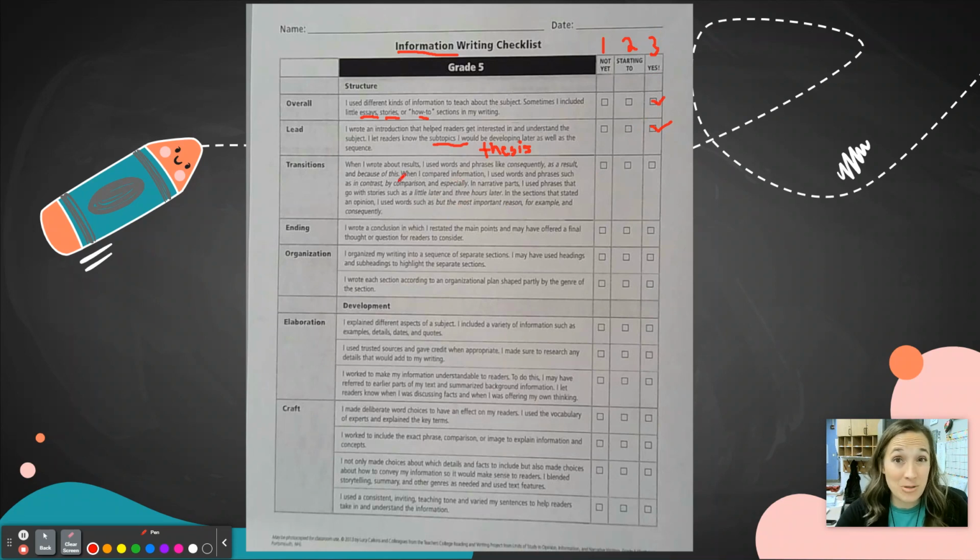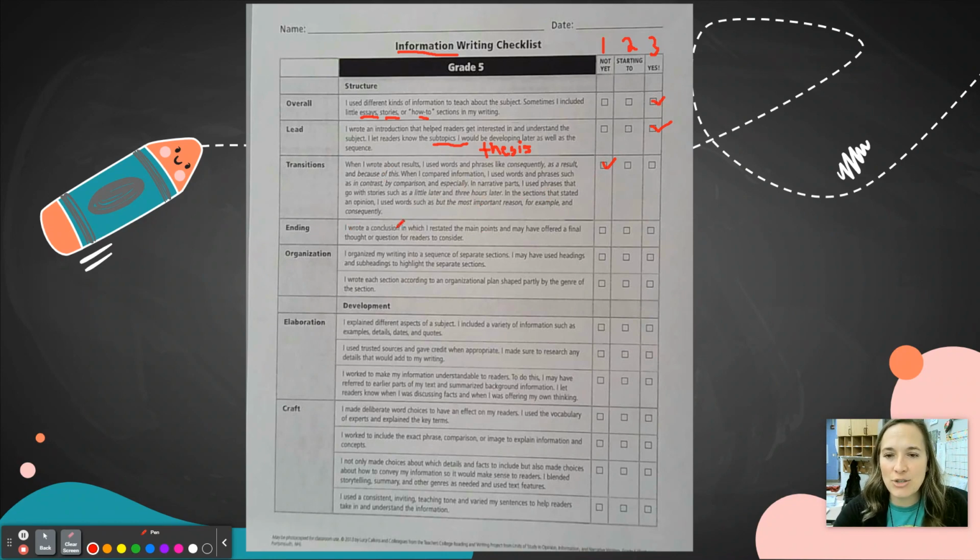Transitions. This was an optional lesson this time. So if you didn't have many transitions, this is an opportunity for you to say, not yet. If they didn't do that lesson and they don't have many transitions, you're going to say not yet. And this is an opportunity for them to grow. Maybe you did that lesson and you can help them. Maybe you can read through this section and they'll give you some ideas.